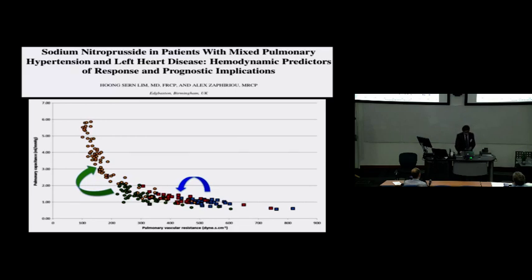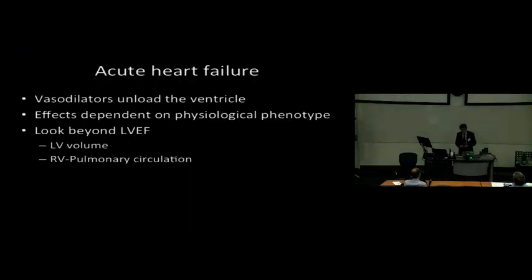So wrapping up the first part of the talk, I would say vasodilators are effective in unloading the left ventricle, but the effects are quite dependent on the physiology of the heart and the circulation. I would suggest that we look beyond the ejection fraction measurement and look at things like LV volume, for example, look at the blood pressure, which is what was recommended by the ESC, and also the right ventricle and pulmonary circulation. So for acute heart failure, this is something that we should start looking a bit more at: the structure of the left ventricle and the pulmonary circulation.